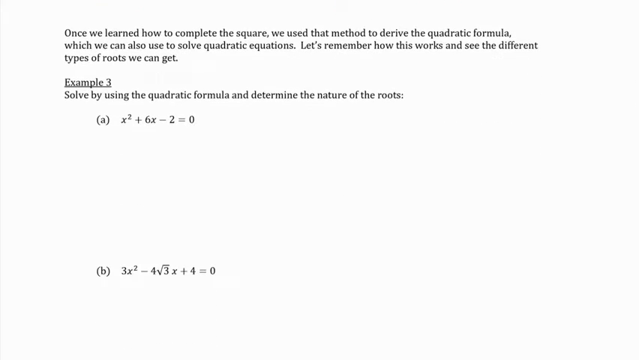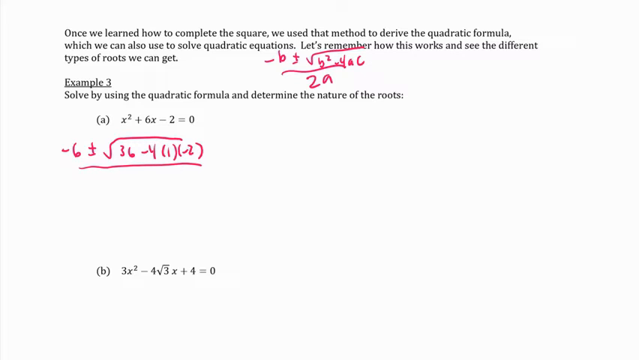All right, so let's use the quadratic formula, which is the opposite of b plus or minus the square root of b squared minus 4ac, over 2a. And we'll use the quadratic formula, and then we'll talk about what happens with the roots that we get. So negative 6 plus or minus the square root of 36 minus 4 times 1 times negative 2, over 2.